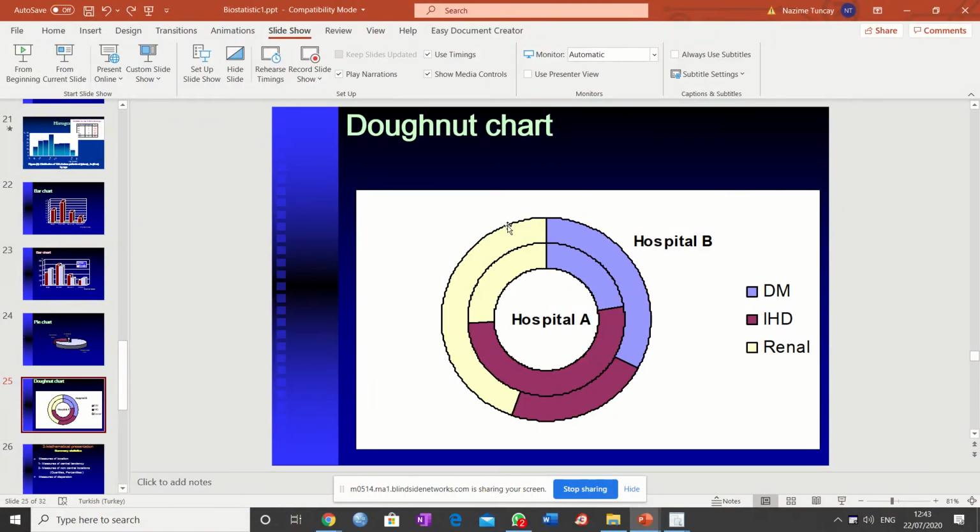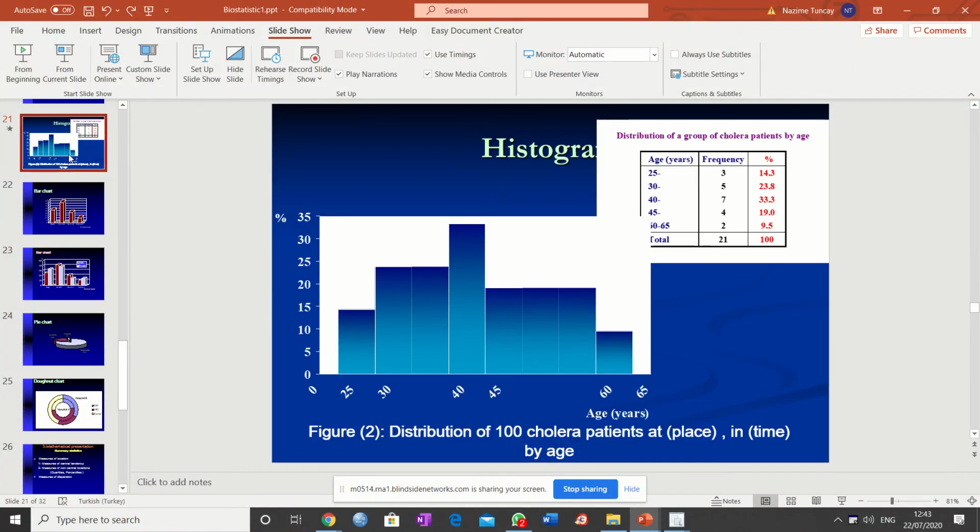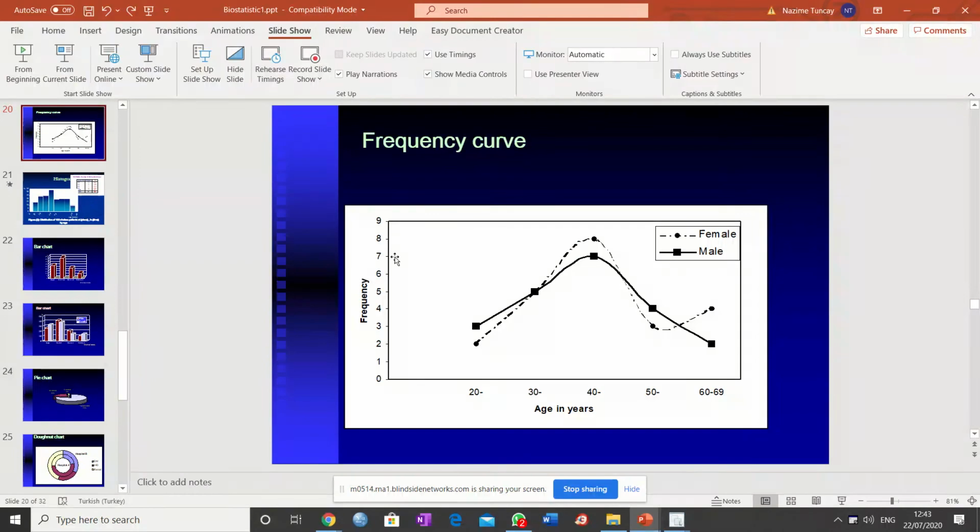So what I expect from you is to know the names. If I show you a donut chart, I expect you to say it, I will not write the name. I expect you to say this is a bar chart representation, and in your exams I will expect you to say, it's continuous, so it is a histogram. So this is a frequency curve. I will not want you to draw graphs, but I will want you to interpret them and know the names.